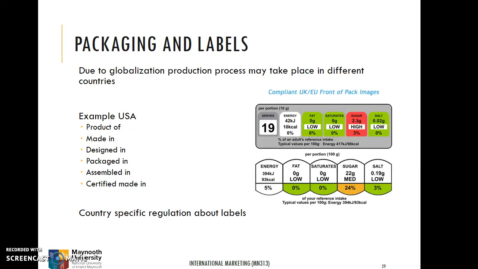Packaging and labels, it's a must. It's extremely important. Packaging is the last seen ad for any product, and extremely important to get it right. But due to globalization, the production process may take place in a different country. And you can see this when you take a look at different food produce or different clothing, etc. Ideas are generated somewhere. The product is developed somewhere. As you can see, different value chains. It may be manufactured in another country, packaged in another, and sold in another. So, for example, in the US, the product is designed in, made in, packaged in, assembled in, certified in different places.